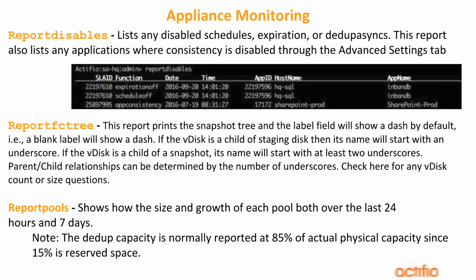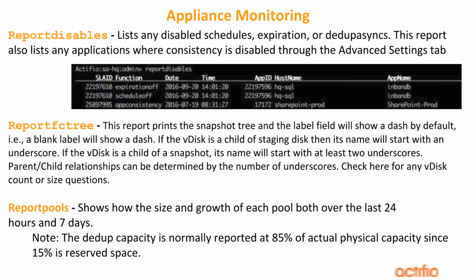It also describes the parent-child relationship. So you'll have your golden copy. That will be on one vDisk or one staging disk. And then we will visually in the report show the staging disks that are children of that parent disk. So that parent disk is your golden copy, and all those child vDisks are going to be your incrementals.